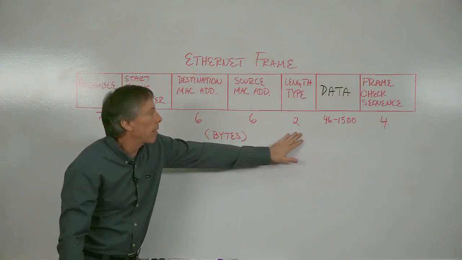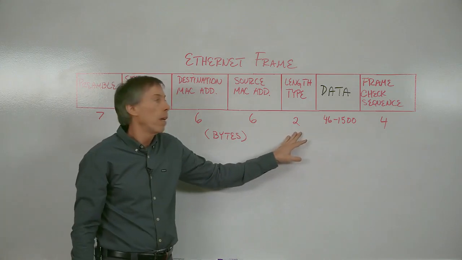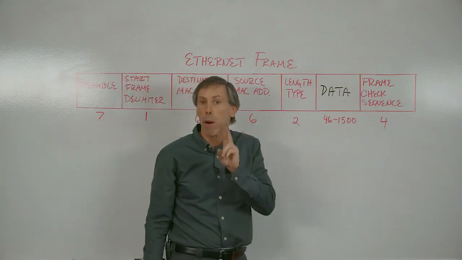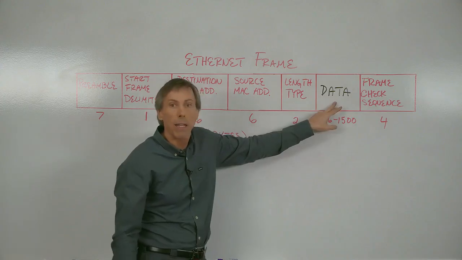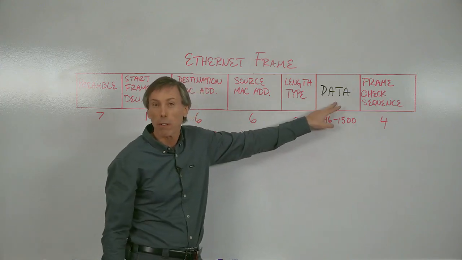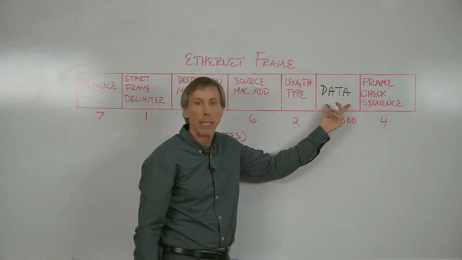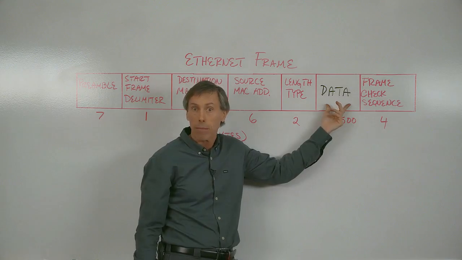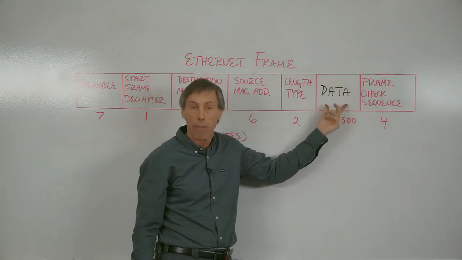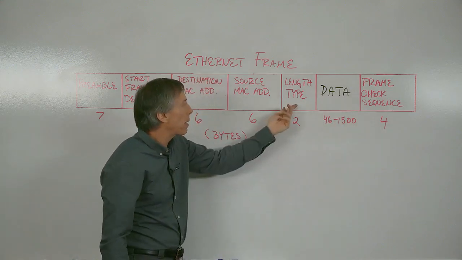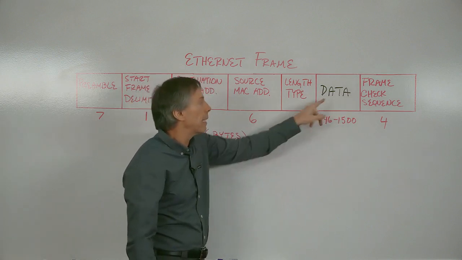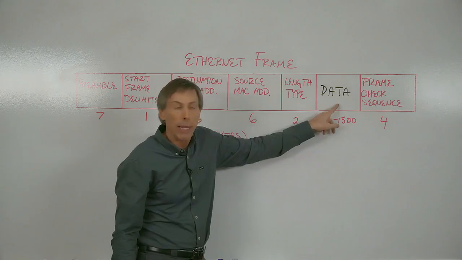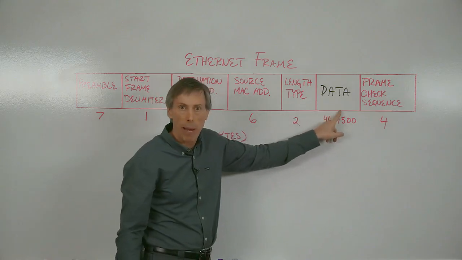Next, we have the length or type field. So this field here can be one of two things. It might be the length, and that would be the length of the data, what we sometimes call payload, how many bytes are in the data portion of this Ethernet frame. Or it might be a type field that says, what kind of data is this? Is this an IPv4 packet? Is this an IPv6 packet?